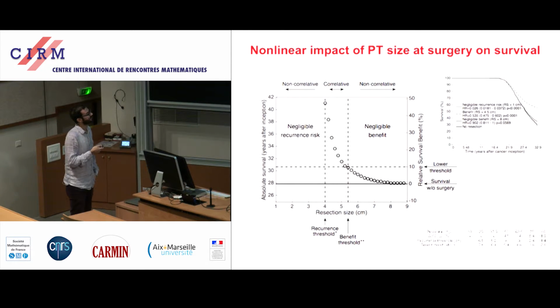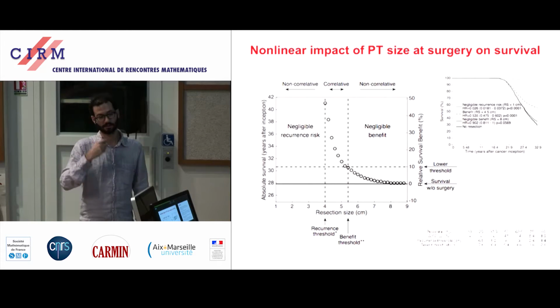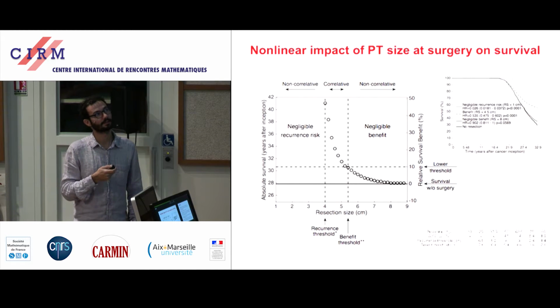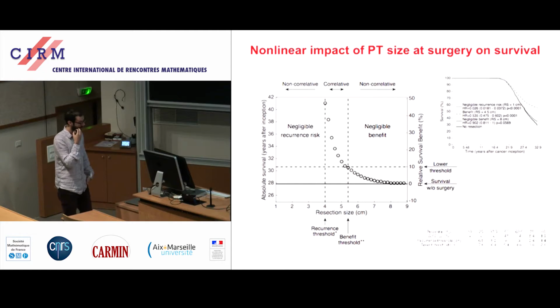And what is interesting in these results is that the curve is actually very nonlinear, meaning that it's not a line. You have a first threshold, below which you have no metastasis at diagnosis. So this is for a median value of mu. Below this threshold, you have no metastasis at diagnosis, so basically you have a negligible recurrence risk.